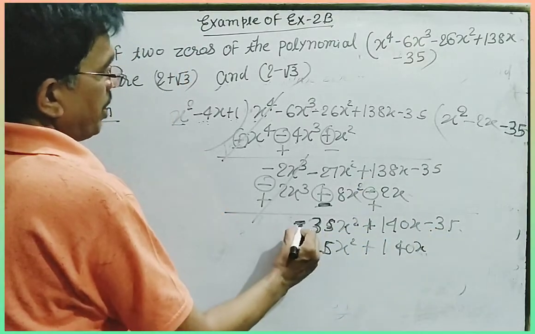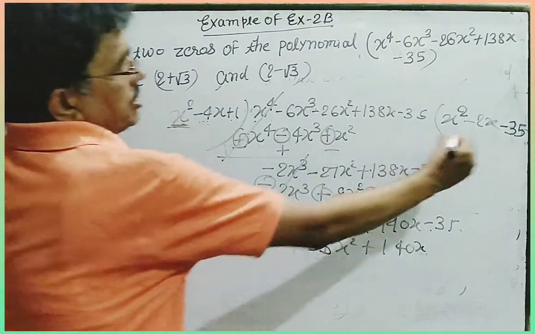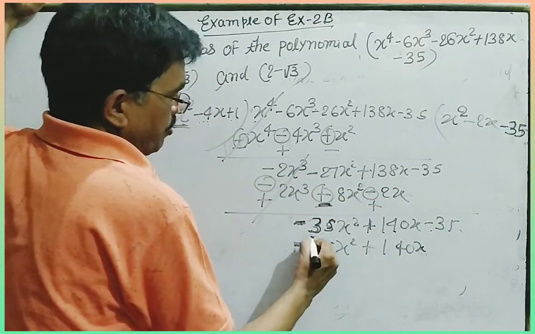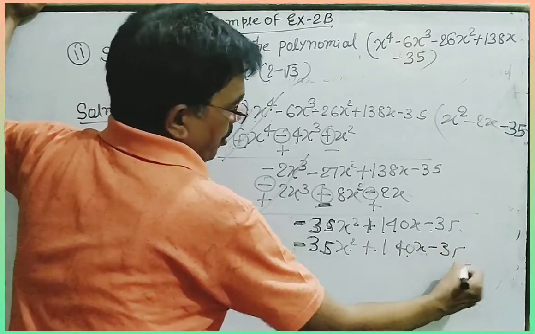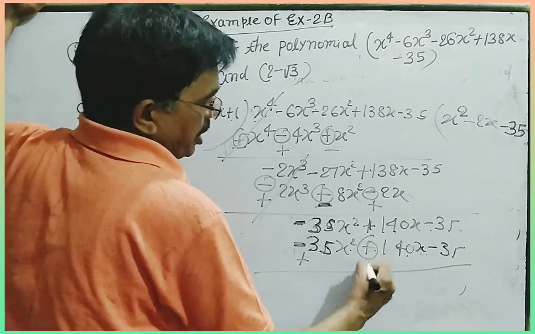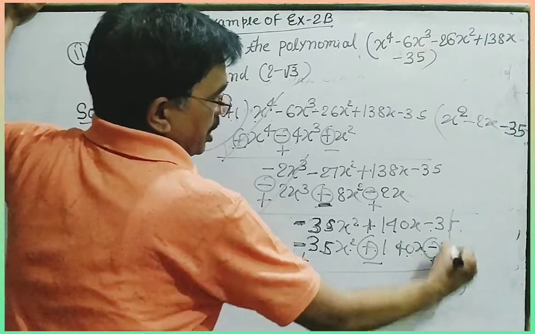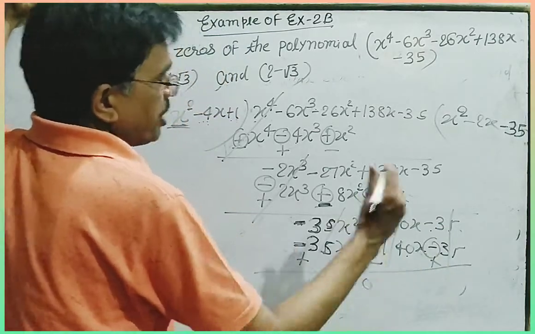Your question is minus 35, so multiply this by minus 35. Then it is minus 35x square plus 140x and minus 35. Then it is plus, it is minus, it is plus, it cancels, cancels, cancels. That means the remainder will be 0.